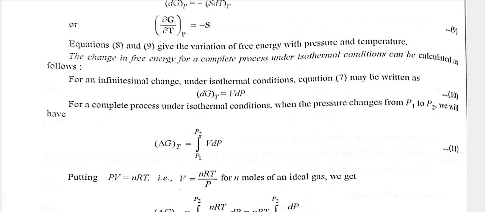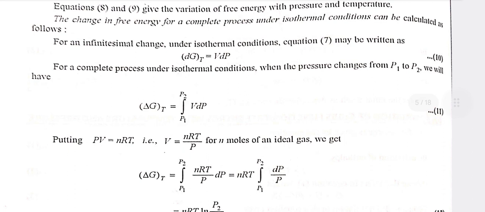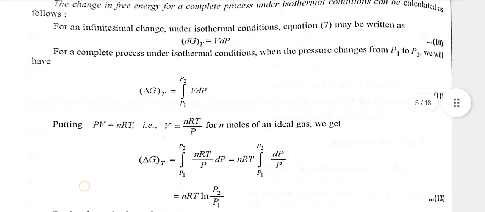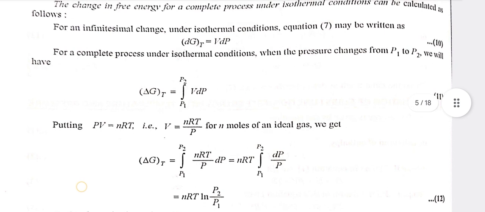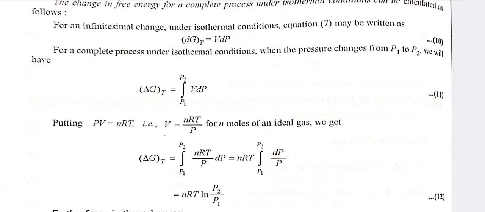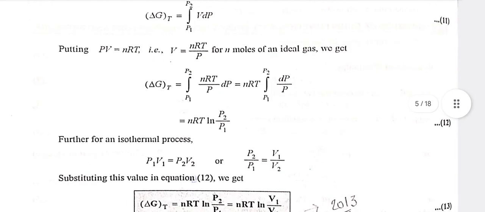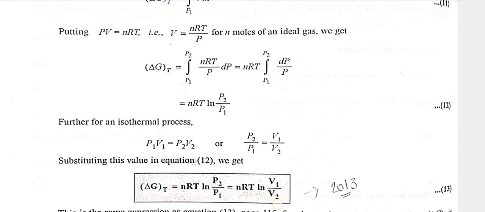The change in free energy for a complete process under isothermal conditions can be calculated as follows. For an infinitesimal change under isothermal conditions, equation 7 may be written as dG is equal to VdP. For a complete process under isothermal conditions, when the pressure changes from P1 to P2, we will have del G equal to integration limit P1 to P2 of VdP. Putting PV equal to nRT, that is V is equal to nRT by P, for n moles of ideal gas, we get del G equal to integration of nRT by P dP, equal to nRT integration P1 to P2 dP by P, equal to nRT ln P2 by P1.